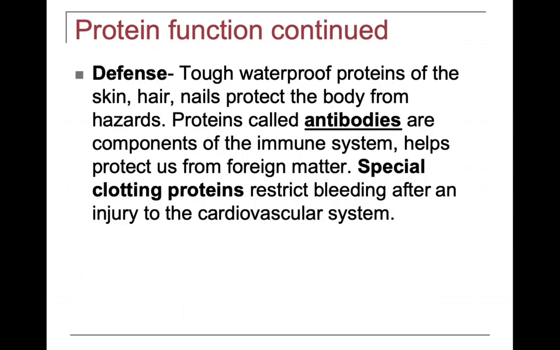Also, we need protein for our immune system, for our defenses. Tough, waterproof proteins are found in the skin, hair, and nails to protect us. We have some elastin in the skin. We have collagen in the skin. We have proteins called antibodies that are components of the immune system to help protect us against foreign matter. We have clotting proteins that help restrict bleeding after an injury takes place.